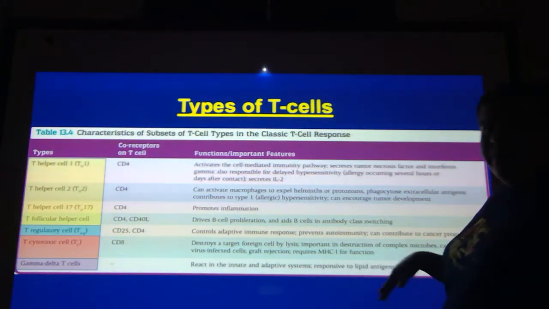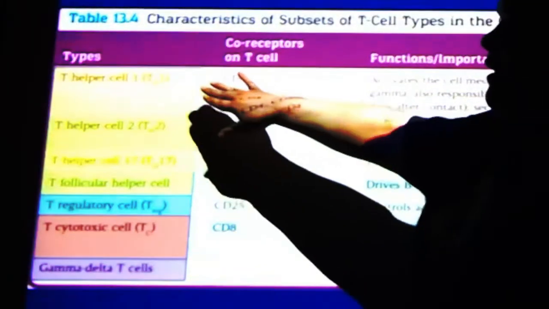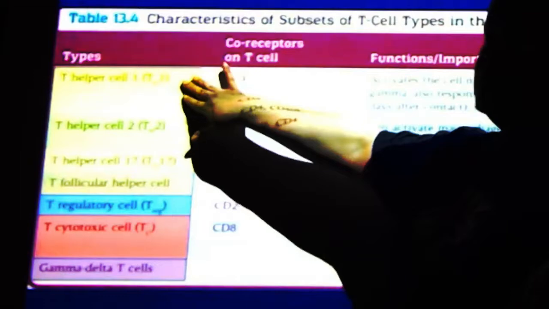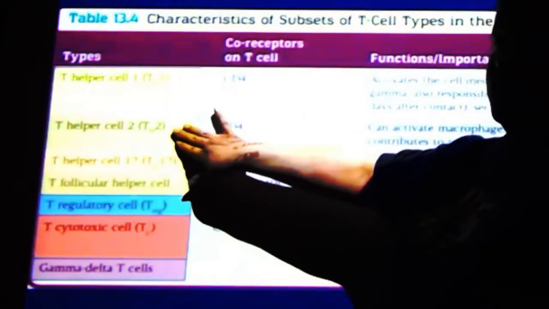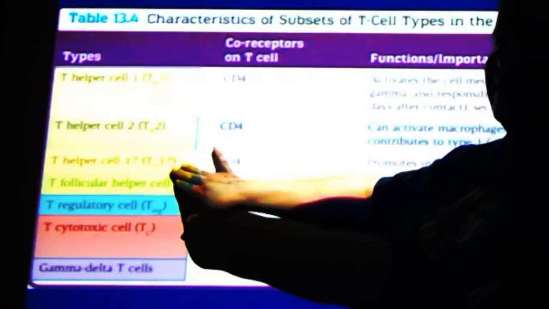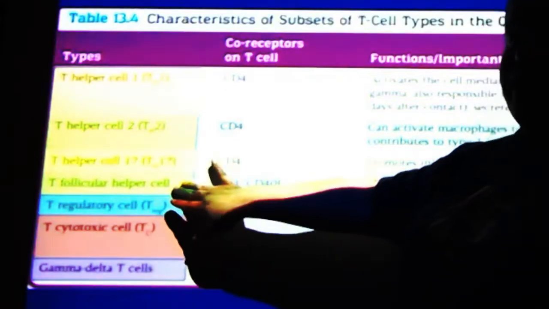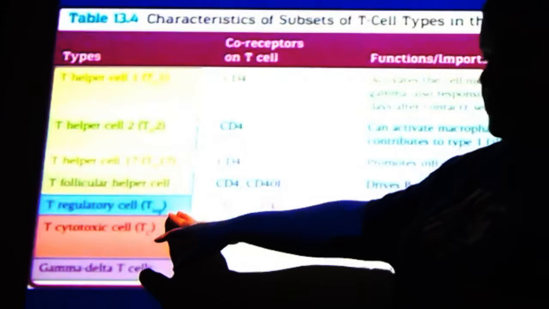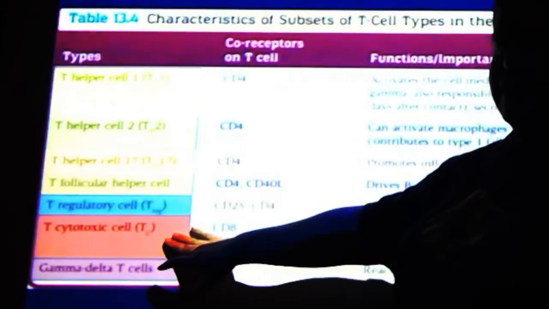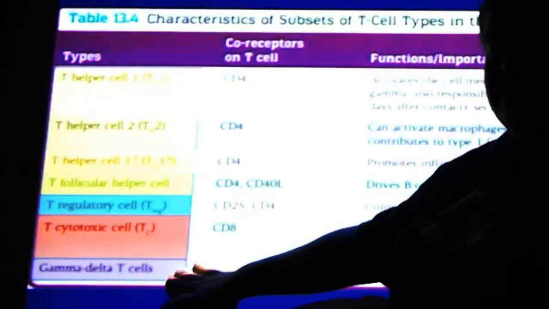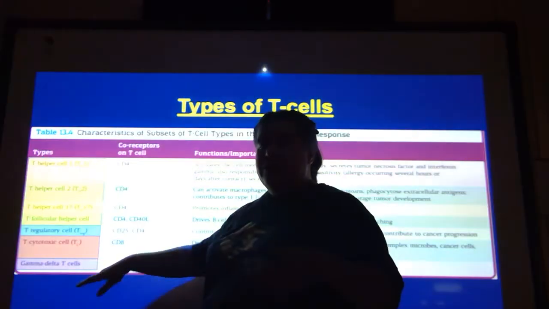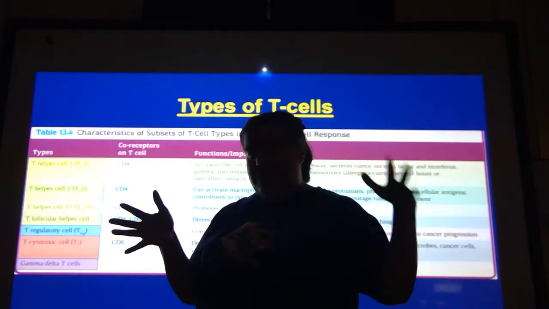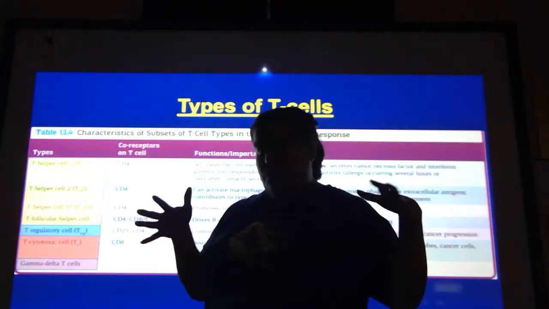This has a lot of information. I have helper T cells type 1. I remember I said I have multiple helper T cells. Type 1, type 2, type 17, and then follicular helper T cells. You've got regulatory T cells, cytotoxic T cells, and gammadelta T cells. Gammadelta is that one that splits between innate immunity and specific immunity. They kind of work on both sides.